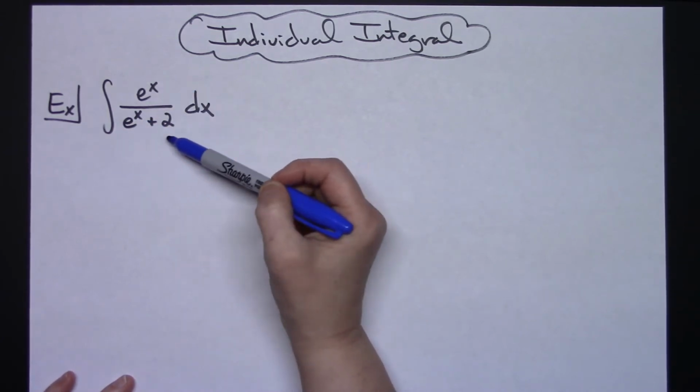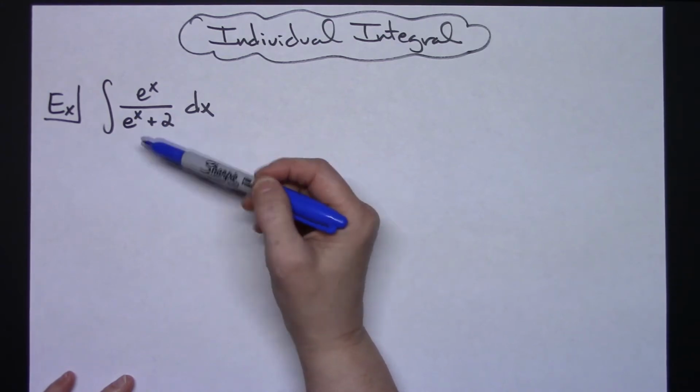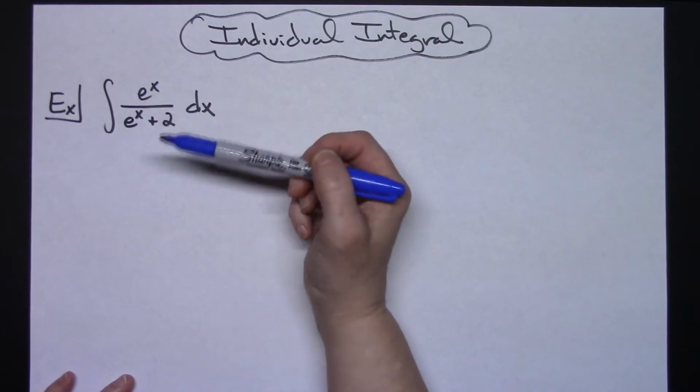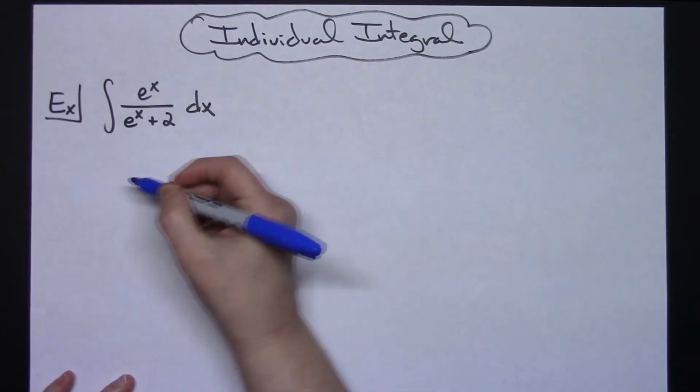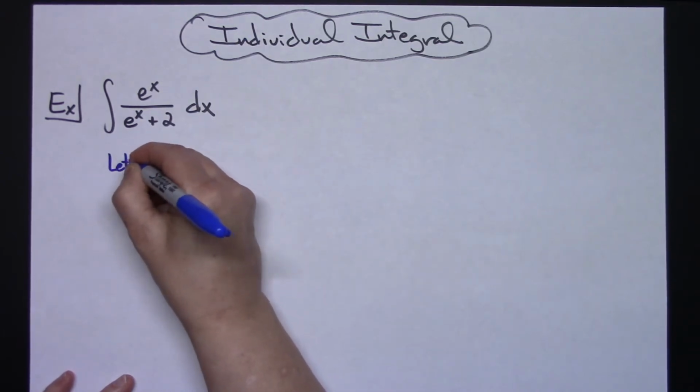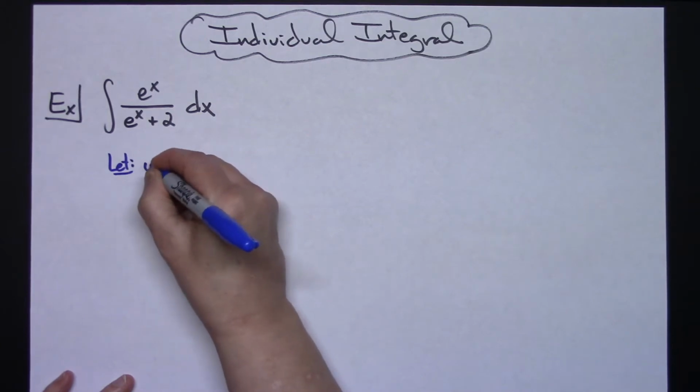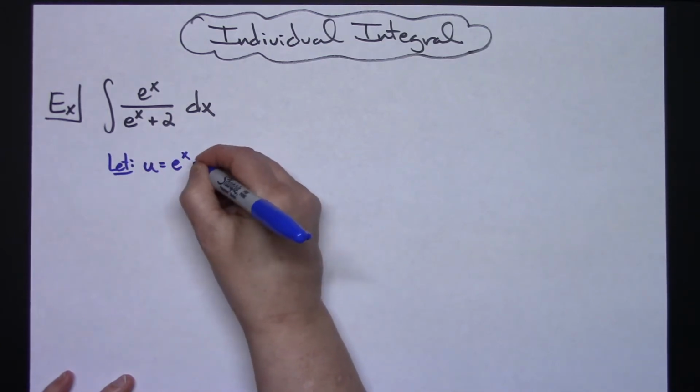Alright, taking a look at that denominator there, we can see that if we take the derivative of e to the x plus 2, we'll get e to the x, which will be that numerator, and then things are going to cross out very nicely. So we're going to let our u be e to the x plus 2.